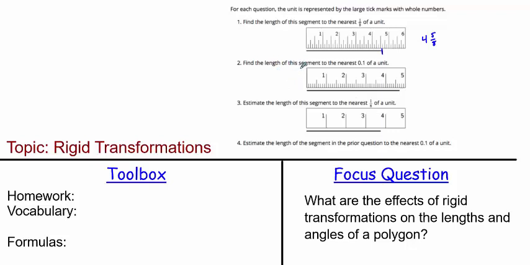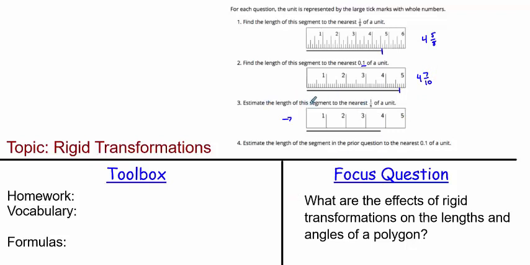Okay, number 2 says find the length of this segment to the nearest 1/10 of a unit. So this is 1/10 as a decimal. So let's see, these are 1, 2, 3, 4, 5, 6, 7, 8, 9, 10. So each one of these is 1/10. So 10 little tick marks make up one whole. So we have one whole, 2, 3, 4 wholes. And then I know this is halfway, so that's 5/10, 6, 7 it looks like. So 4 7/10.